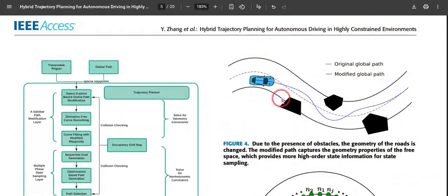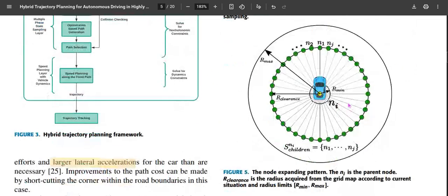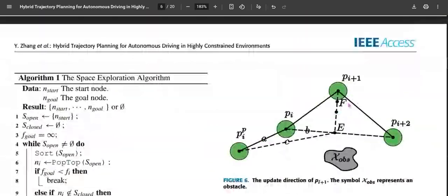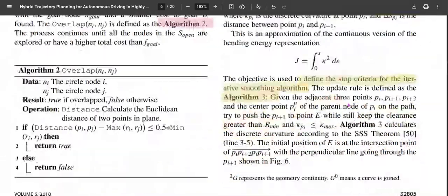So for example, if the global path is given, this is the global path modification algorithm. That is the one thing, based on algorithms 1, 2, and 3.